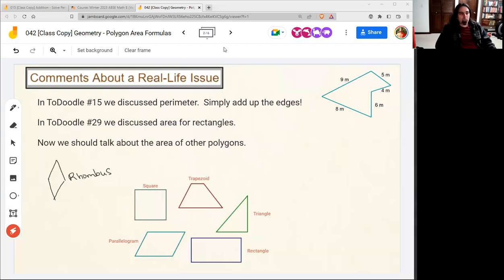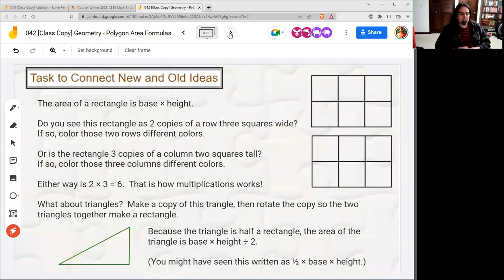We did a little bit of quick review of perimeter and area from the old to-doodles, and now we're ready to talk about the area of other polygons.